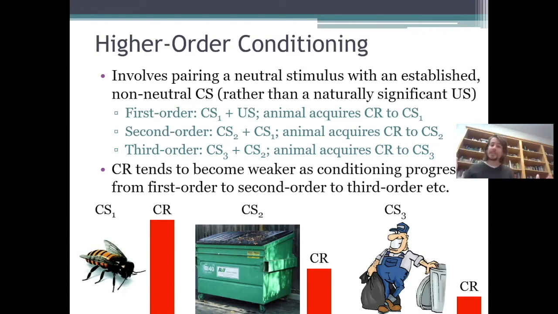But still, higher order conditioning is still an important phenomenon because it means that many stimuli can acquire the ability to elicit conditioned responses, including ones that were never paired directly with a naturally significant US. Okay. So higher order conditioning is an important phenomenon.